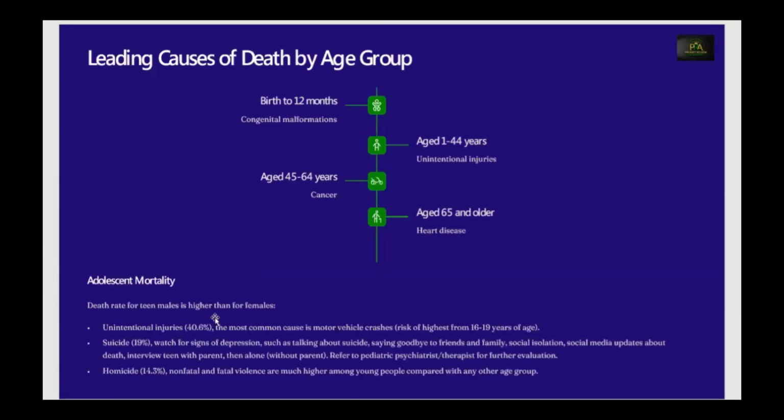So this is the leading cause of death by age. 0 to 12 months, congenital malformation. 1 to 44, unintentional injury. 45 to 65 years, cancer. 65 years and above, heart disease.